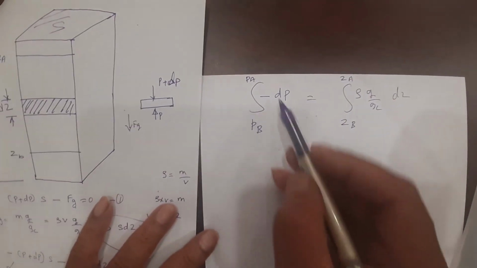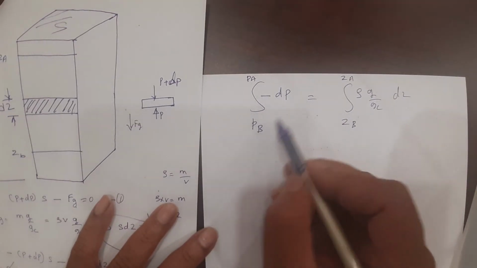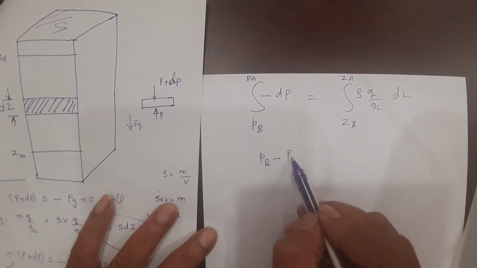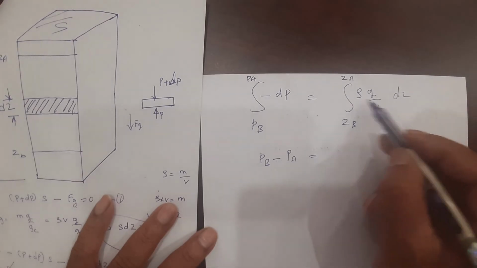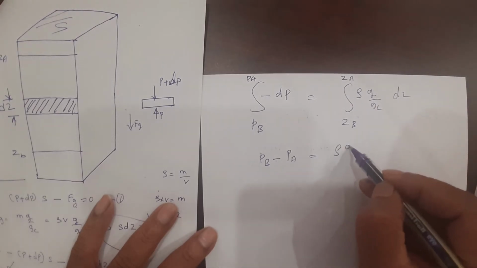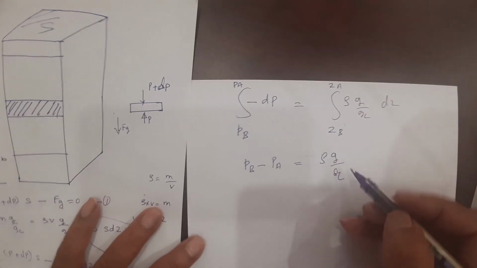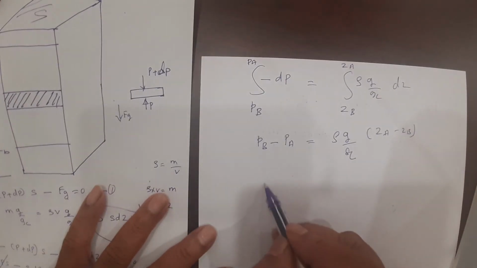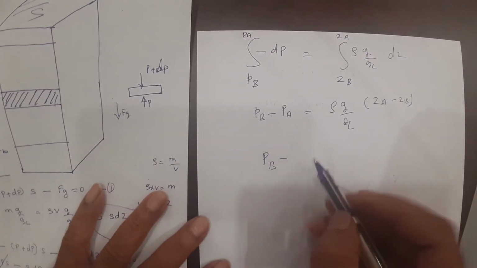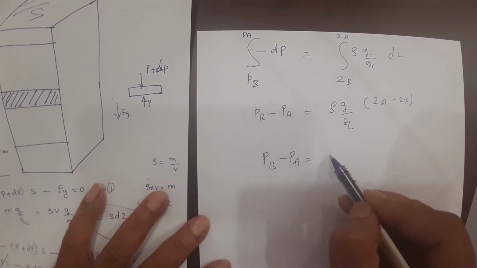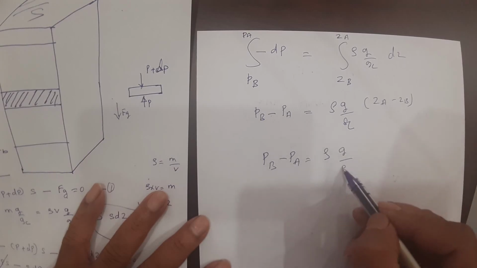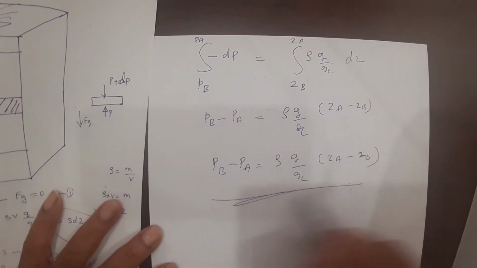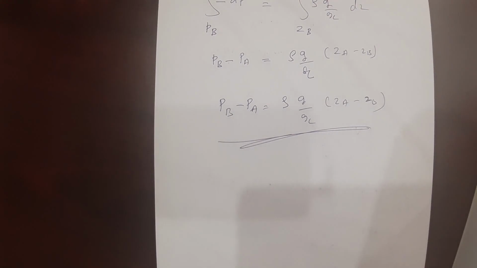After integration, applying limits, pb minus pa is equal to, this is constant, rho g by gc, this will become za minus zb. So see, pb minus pa is equal to rho into g by gc times the bracket za minus zb. This is the hydrostatic equilibrium proof.